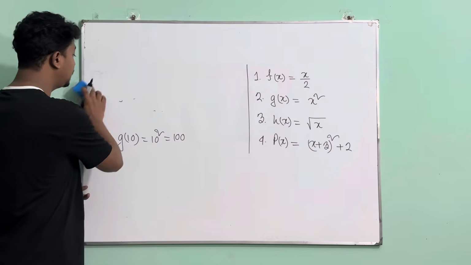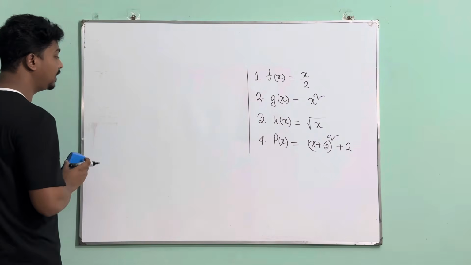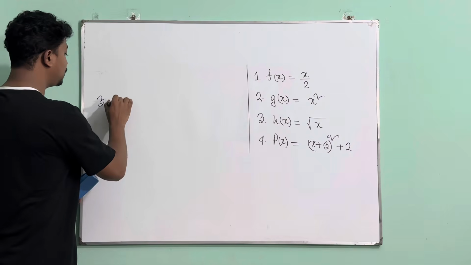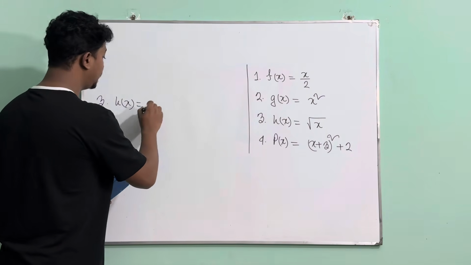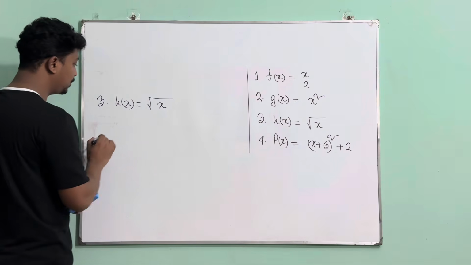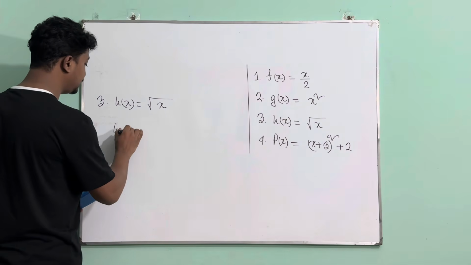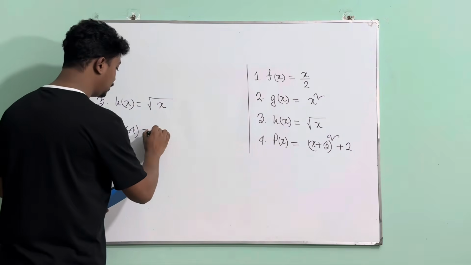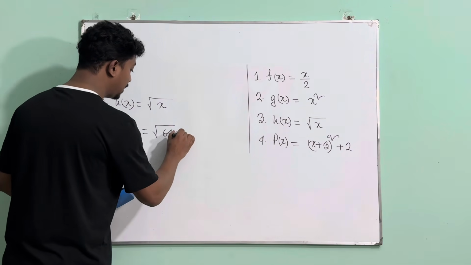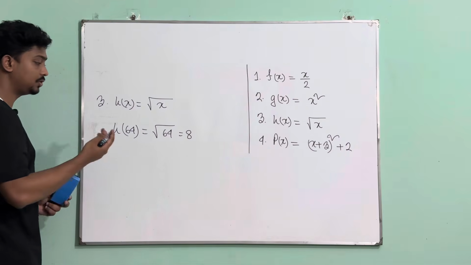Okay, now let's see what our function 3 does. Function 3, we have denoted as h. So h of x square roots any number I put in there. That means if I put, let's say 64 in there, h of 64, the function is square rooting the number. So we are going to get 8 as an output. Square root of 64 is 8.